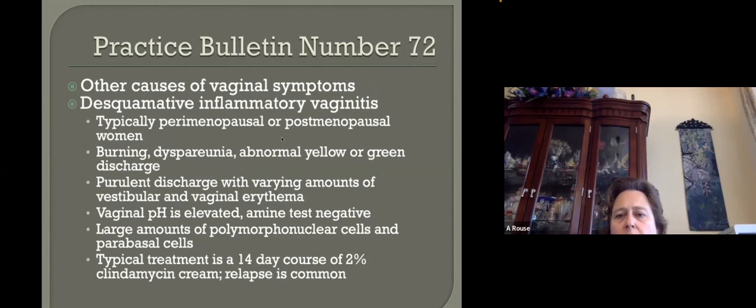It's usually the perimenopausal, postmenopausal women. They'll have all the same complaints of all the other things. So again, nonspecific, you can't just treat based on history or what you might see on exam. The pH will be a little elevated. Amine test again will be negative. You'll see a lot of PMNs and parabasal cells if you look under the microscope. And generally you'll still treat 14-day course with the clindamycin cream, but again, they tend to relapse.